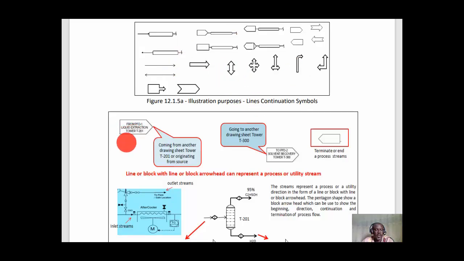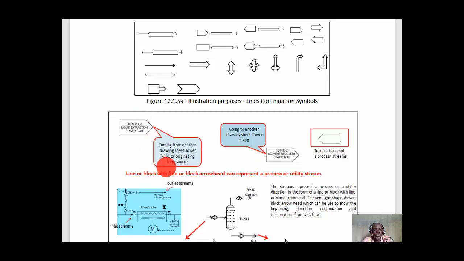This symbol, as it is defined here from PFD1, you can see the arrowhead, arrow direction, liquid extract toward T201. What this arrow signifies is that it's coming from another drawing sheet toward T201, or originating from the source. The same thing is applicable here. This one is saying it is going to another drawing sheet.